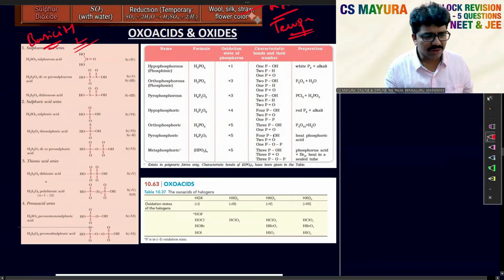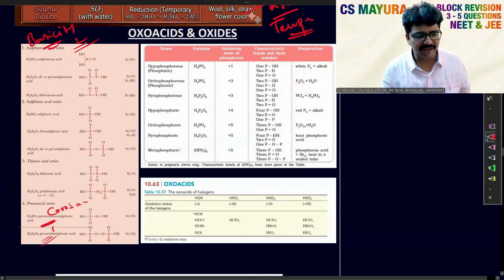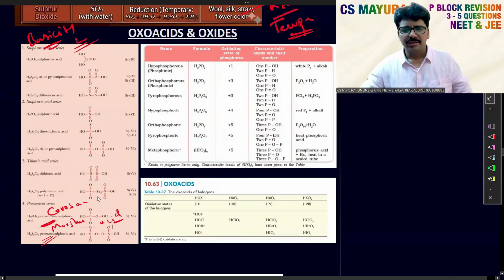H2SO5 is a peroxo acid, peroxomonosulfuric acid. It is also called Caro's acid. And H2S2O8, peroxydisulfuric acid, is called Marshall's acid. That is also one peroxo acid.